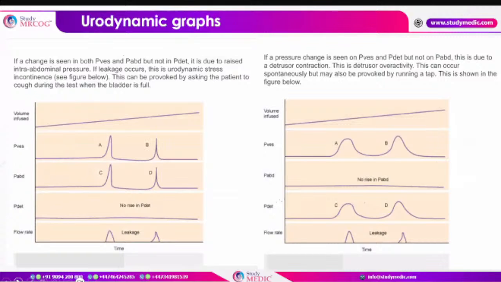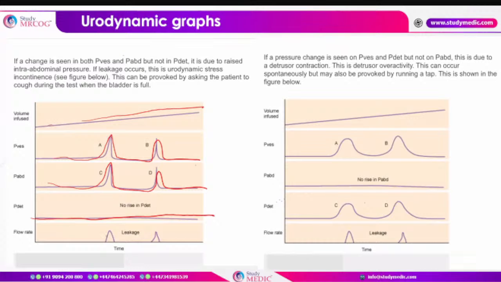Now let us see the graphs as they are seen. Remember, these are the filling stages. Okay, so there will be three lines on the graph. This line is showing you how much volume is infused. The upper one is showing you the vesical pressure. This is abdominal pressure, okay, and this is the detrusor pressure. Forget about this leak for some time.